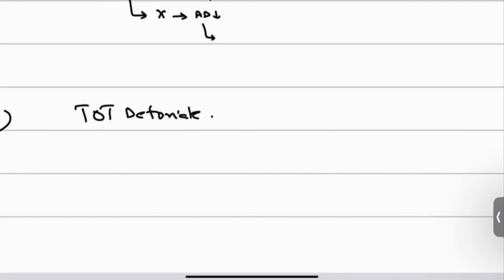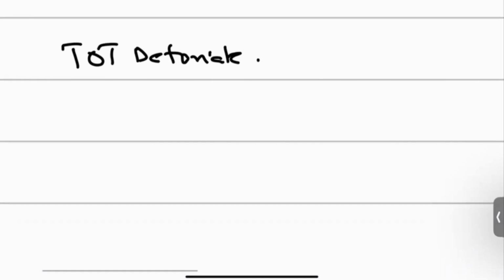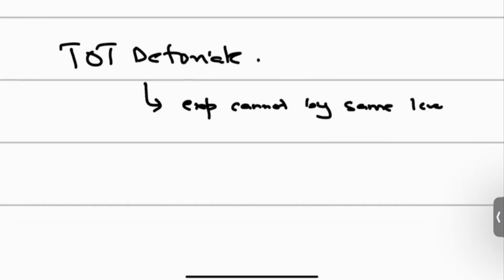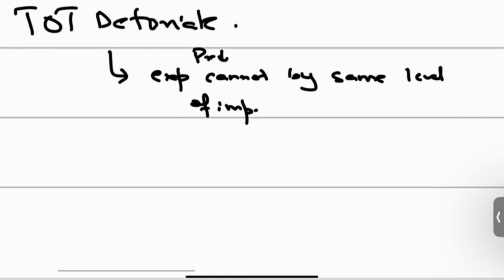क्या मतलब इस बात का? इसका सिंपल मतलब ये है कि अगर मैं कह रहा हूं कि टर्म्स ऑफ ट्रेड डिटोरिएट हो रहे हैं, इसका मतलब है कि your export cannot buy same level of import, which means that since your export prices have gone down, right, which actually means that now you need to export more in order to buy the same level of imports.